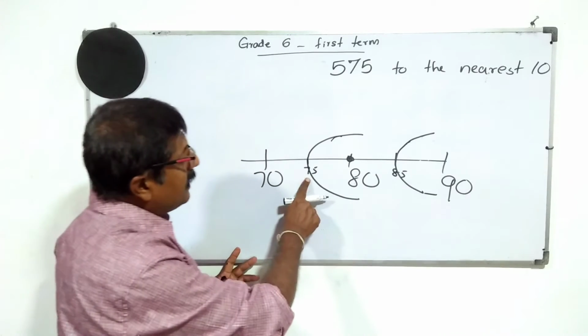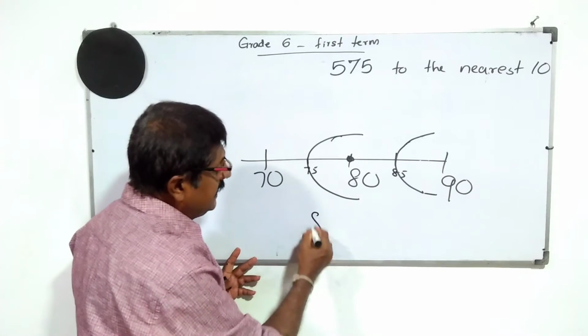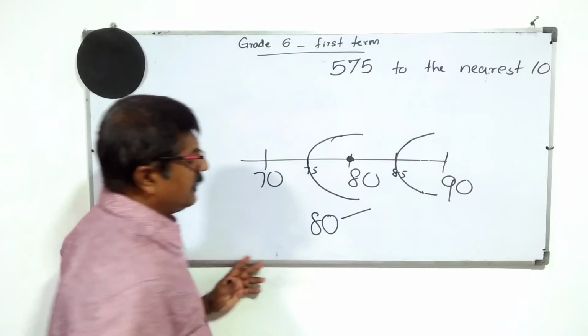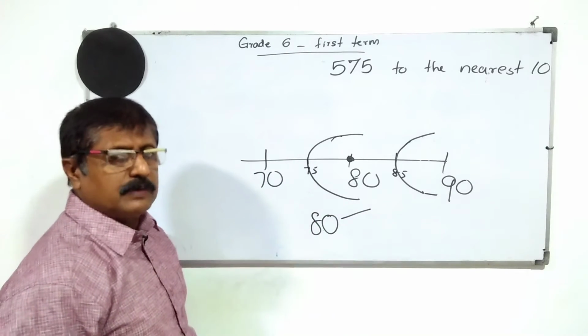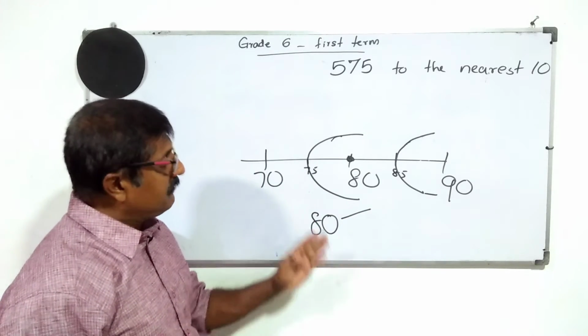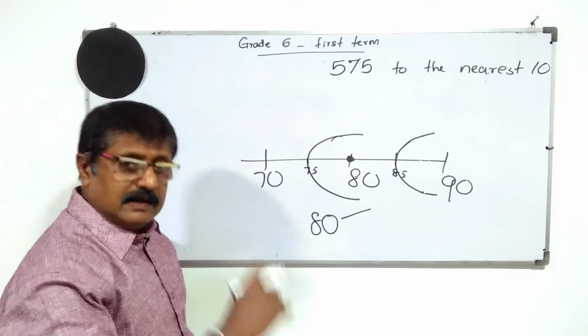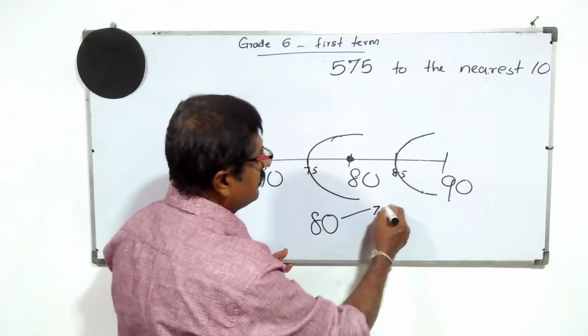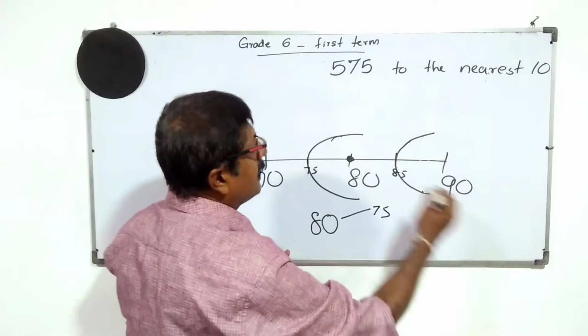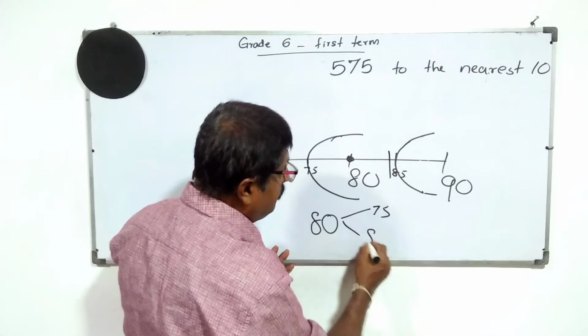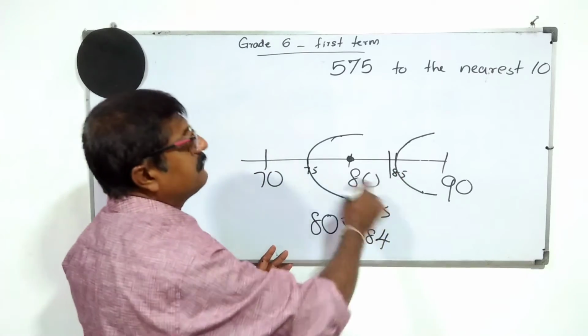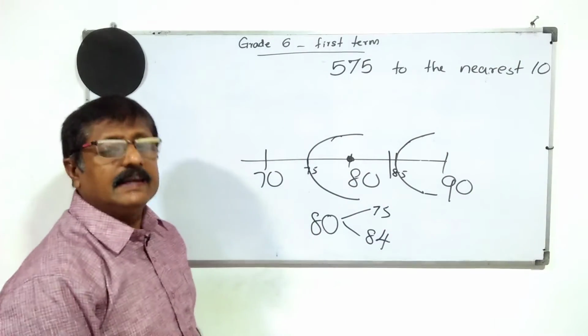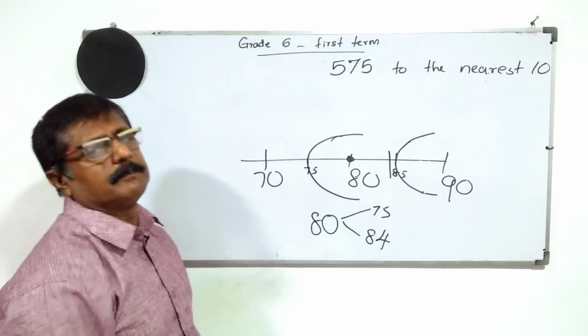Now, when a number was rounded off to the nearest 10, if it became 80, the lower number, the minimum number is 75, while the maximum number is 84, because if it is 85, it goes to the other side. 84 is the upper number.